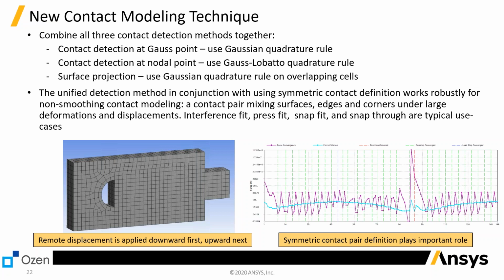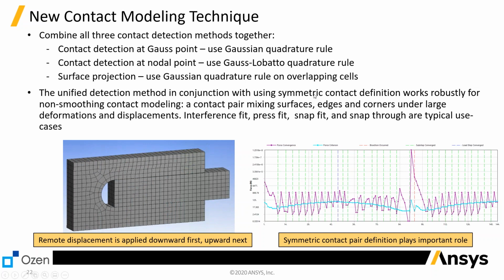Another feature in contact, which is a very useful contact tool, is that now ANSYS combines the three contact detection methods together in one approach. Basically, the contact detection at the Gauss point and at the nodal point, and the surface projection. This will make the solution easier and more robust.